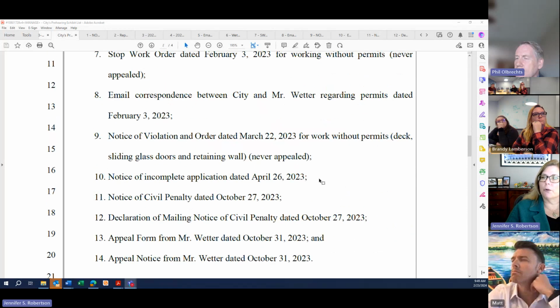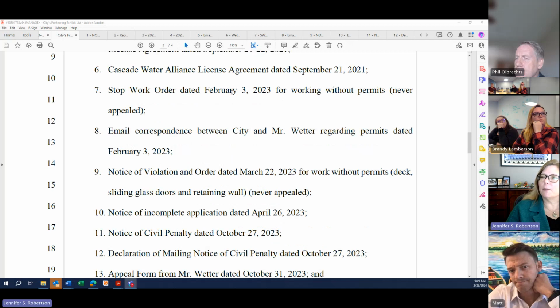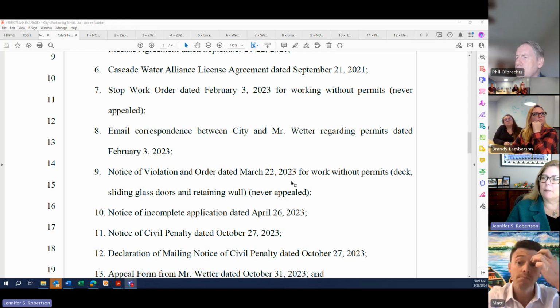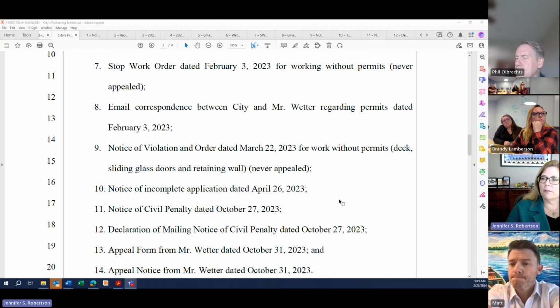The stop work order at number, where's the stop work? There we go. February 3rd, working without permits. That was also never appealed. Then there was email correspondence that same day at item 8. Item 9 is a March 22nd, 2023 notice of violation for work without permits, which was for the deck, installation of a door and a retaining wall. Also never appealed.